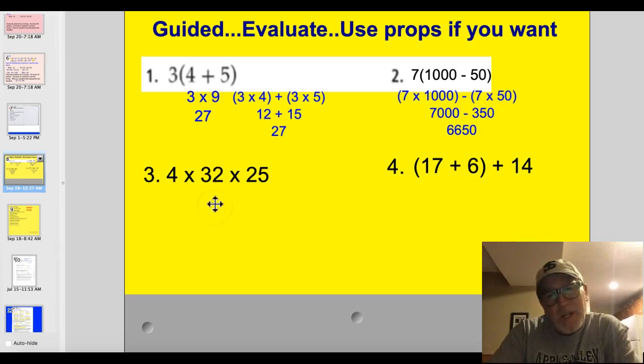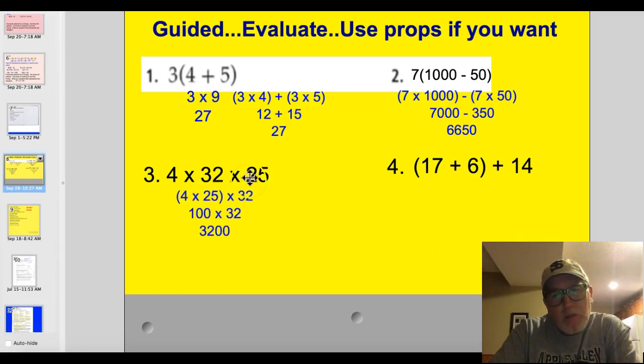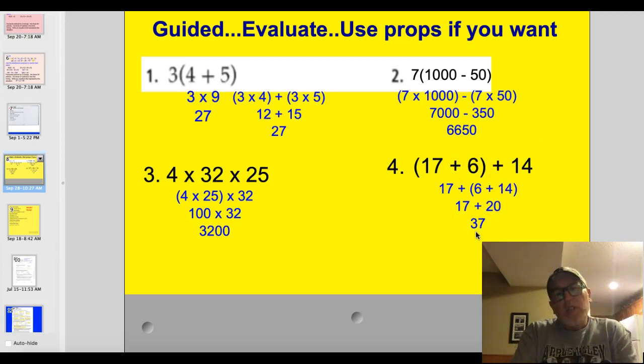This one, looking at it, right away I see these compatible numbers. So I'm going to commute this guy, and group using the associative property and get 4 times 25, which is 100, times 32, which is 3,200, just like that. Looking for those compatible numbers. Same thing over here. This time I don't need to use the commutative property because I'm just going to regroup. Take the 6 plus 14 and do that first and get the 20. Add the 17 in, you got your 37. So these are some examples of how you can use properties or not use properties to solve problems.